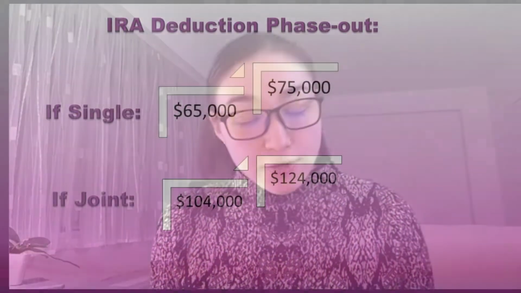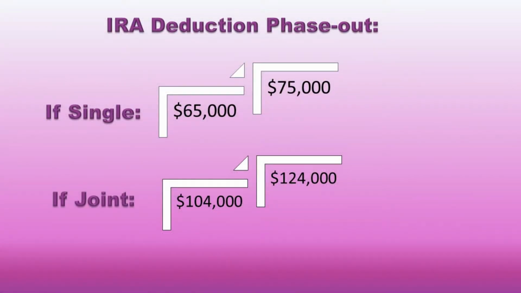Obviously, the deduction for your IRA contributions starts to phase out, which also means it gradually gets smaller as your income increases, and it also depends on your filing status. For 2020, if you're single, you start to phase out at $65,000 of income, and you're completely phased out. You cannot take your IRA contribution deduction on the schedule if your income is $75,000 or higher if you're single for 2020.